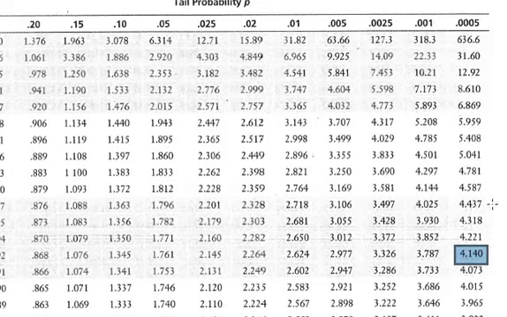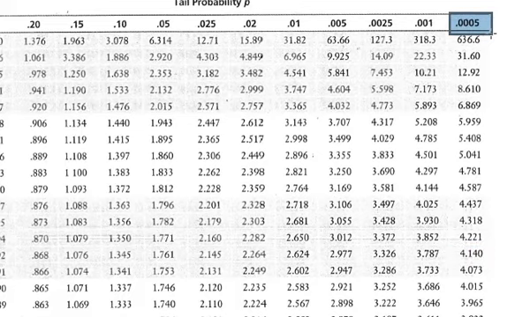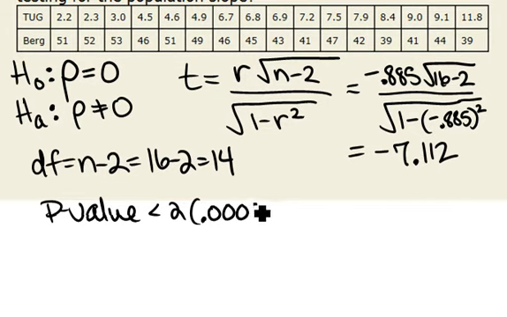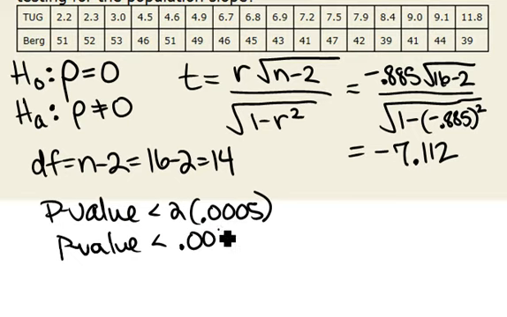The tail area for 4.14 is 0.0005, and so our number, the 7.112, is even farther out in the tail, meaning it has a tail area that's even smaller than 0.0005. So we'd get a p-value less than this quantity, but we need to multiply by 2 since we're doing a two-tailed test. So we find that our p-value is less than 2 times 0.0005 as our bound from the table. So we get a p-value less than 0.001.